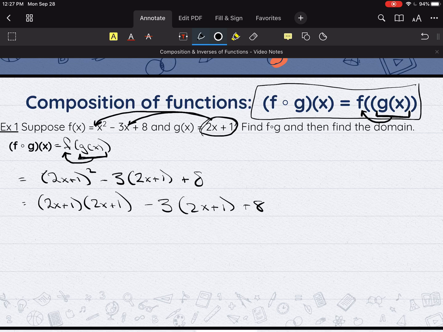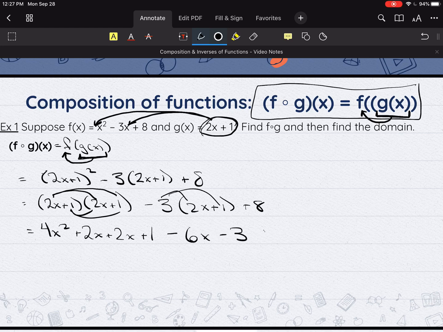So 2x plus 1 times 2x plus 1, I'm going to FOIL. So first times first, that's 4x squared. Outside, 2x plus 1. Inside, 1 times 2x, so plus 2x, and then last, plus 1. The negative 3 I'm going to have to distribute, so minus 6x minus 3, and then I don't want to forget that plus 8. Now I'm just going to go through and combine like terms.